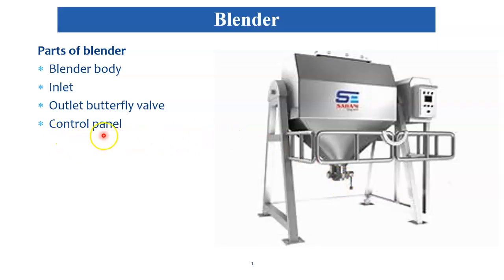Then control panel. Here is a control panel and on off button, RPM setting and timing setting are done through control panel. The blender body revolve by motor and here is a safety grill and support system are available for a blender body.